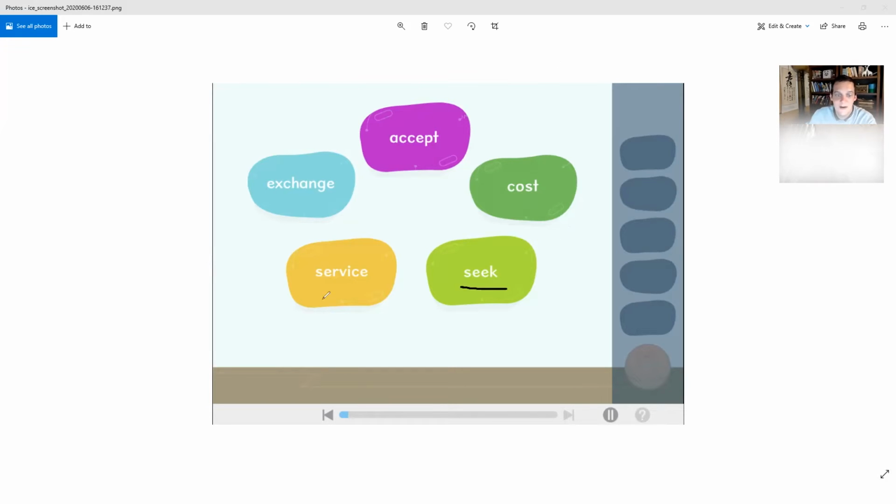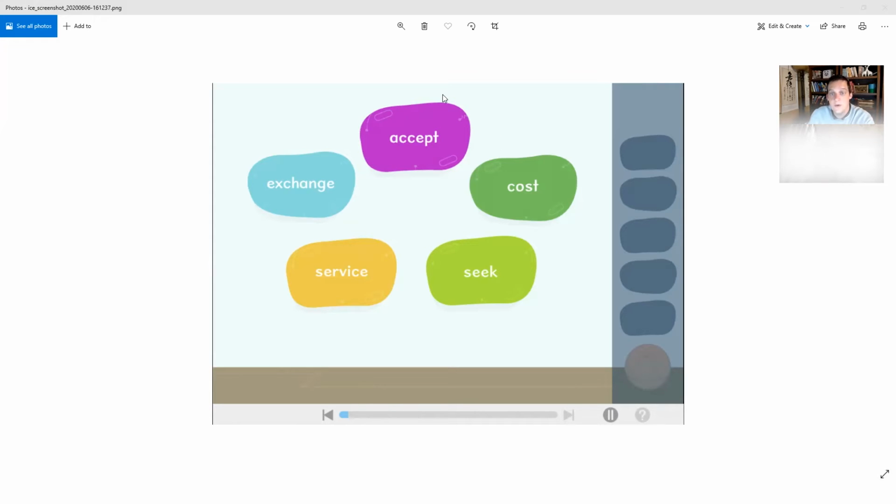Next, we have number 4. What's that? Service. It does have the I-E, but in this one, the VIC usually makes a vis sound. Service. Yeah. Instead of making the I sound, it makes the IS. Service. A service is kind of work that you can do.